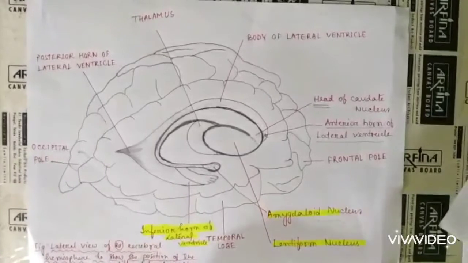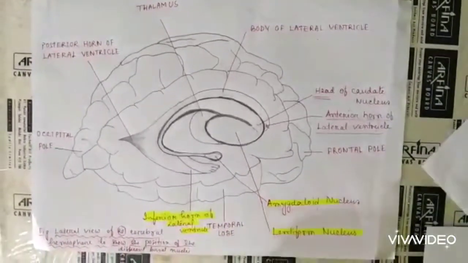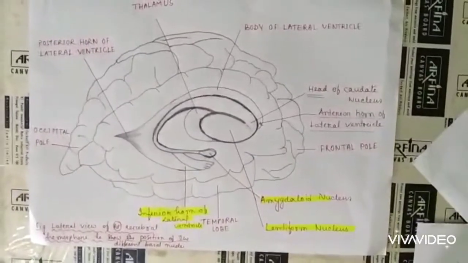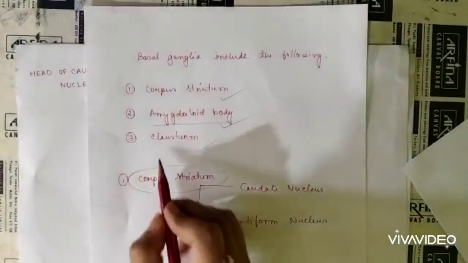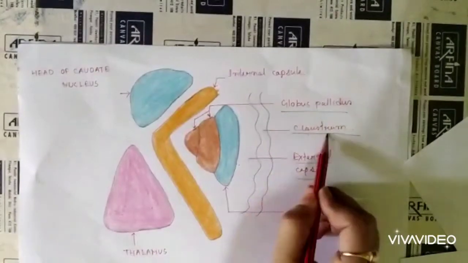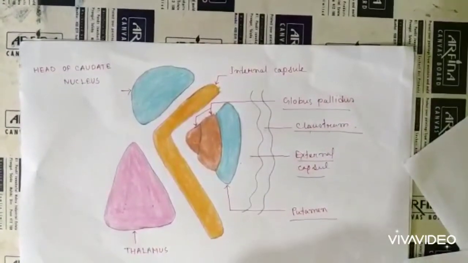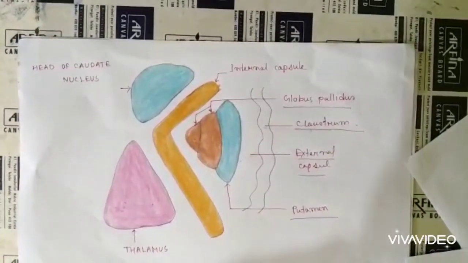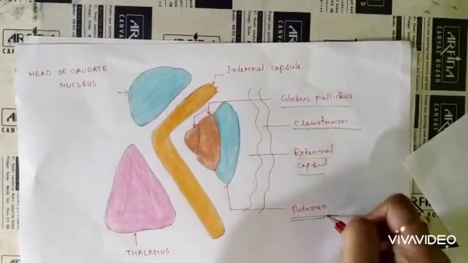Then come to the last portion, the claustrum. This is the claustrum, a saucer-shaped nucleus situated in between the putamen and the insula.